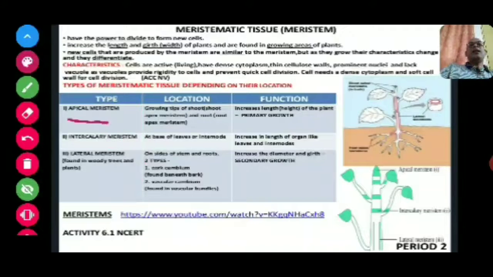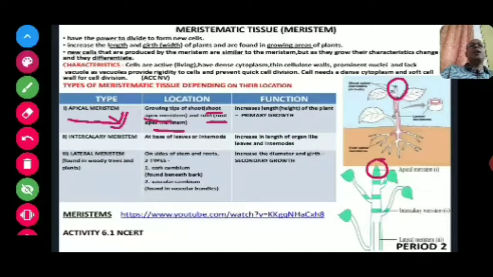As its name indicates, apical meristems are those meristematic tissues or meristems which are present on the apex or the apical portion of the stem, that means shoot or the root. Shoot apical meristem or root apical meristem, these are the two different types of apical meristems.